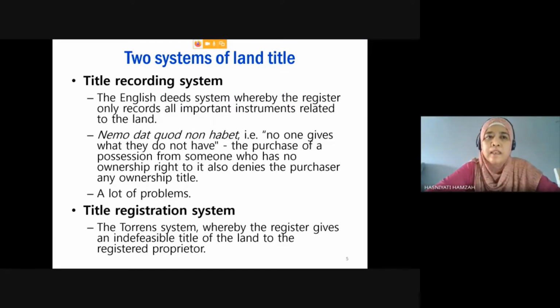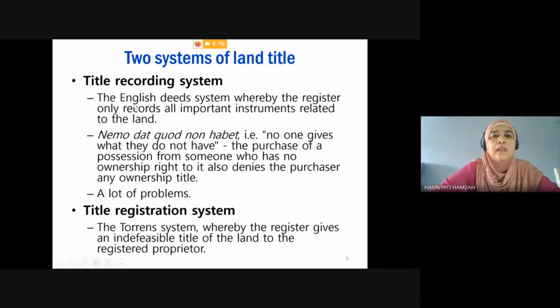Anyway, next one: there are 2 systems of land title. The first one is the title recording system. The next one is the title registration system. What's the difference between these 2 systems? One is based on recording all the instruments related to the land.